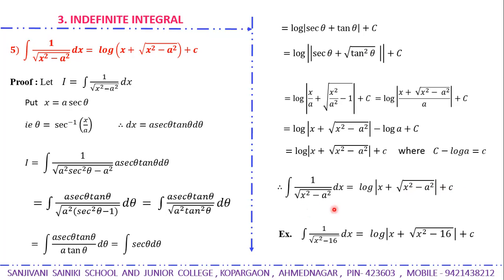And the example based on this formula is 1 upon root x square minus 16. This 16 I can write as 4 square. So the answer is log of x plus root x square minus 16 plus c.